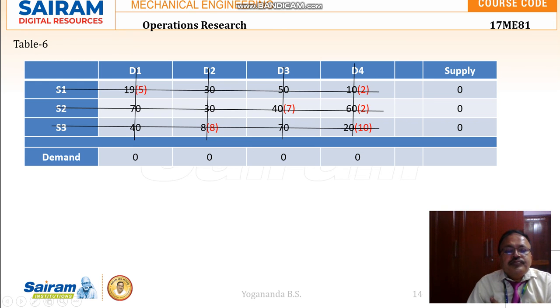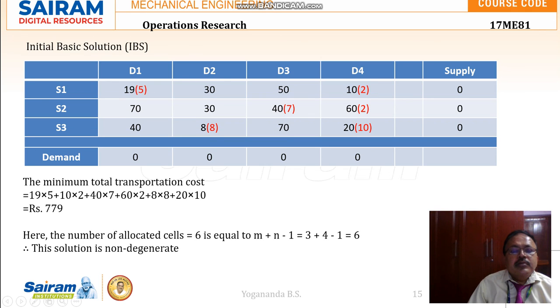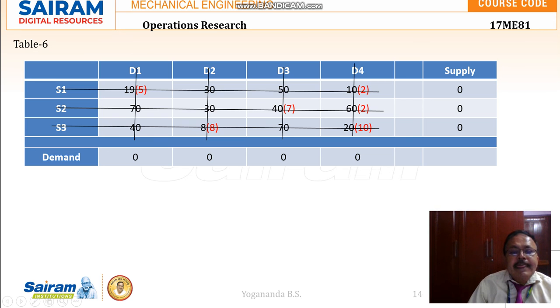So finally we have this assignment. Now the total transportation cost is 19 into 5 plus 10 into 2 plus 40 into 7 plus 60 into 2 plus 8 into 8 plus 20 into 10. So all the demands are made 0 and all the supplies are made 0. So the total minimum transportation cost comes to 779.